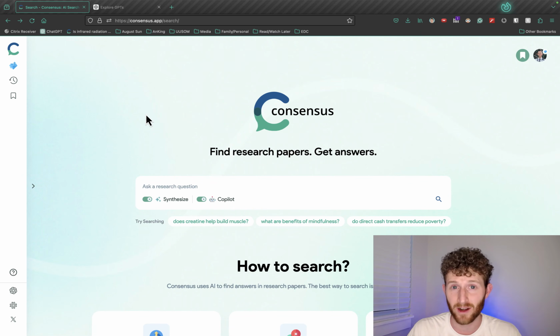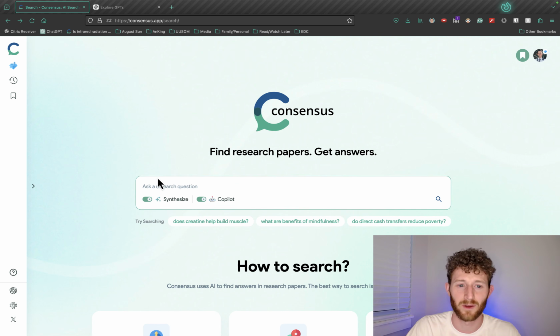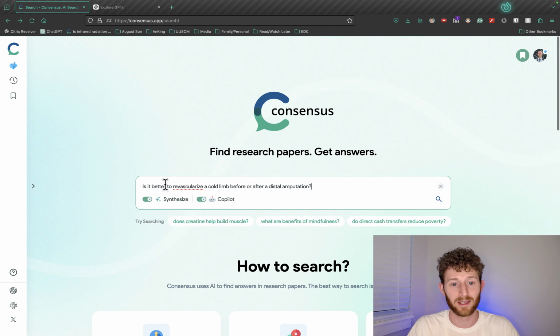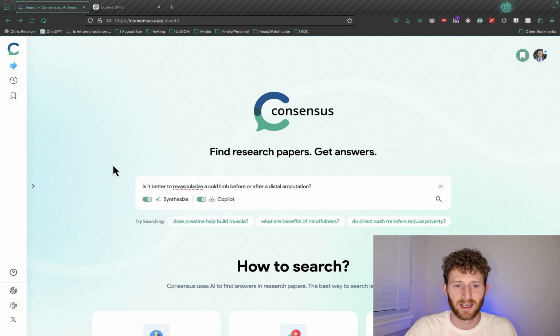It helps you get started answering a question and mitigates a lot of that research time that you would have spent trying to sift through dozens of different articles to figure out if it even is relevant to the research question you have. I want to tell you a story. It revolves around this question right here. Is it better to revascularize a cold limb before or after a distal amputation?